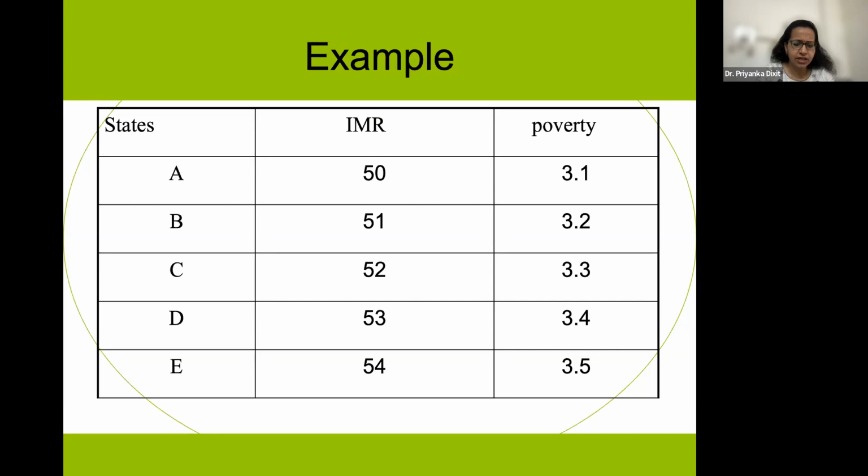What is A? A is nothing but the intercept. When you are making a line, it is going to touch the y-axis, that is your intercept. And what is B? B is nothing but the slope of the line, whether the line is like this or like this, that is the slope. And X is the independent variable.